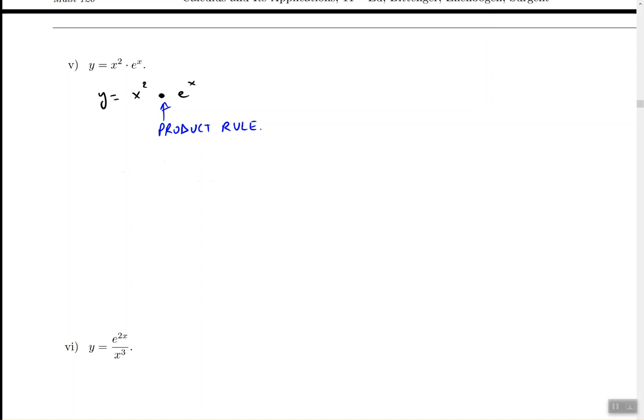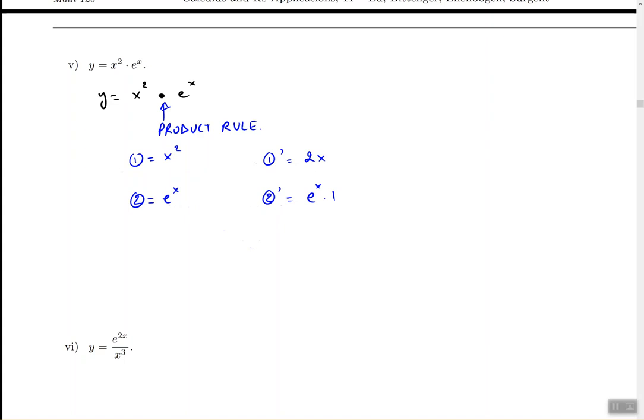Okay, so that means I need to do my 1, 2, and then 1 prime, 2 prime business that I like to do all the time. So my first guy is going to be the x squared. My second guy is going to be e to the power of x. The derivative of x squared is going to be simply 2x. And the derivative of e to the x, that's the new rule. That's e to the x times the derivative of the exponent, which is 1.